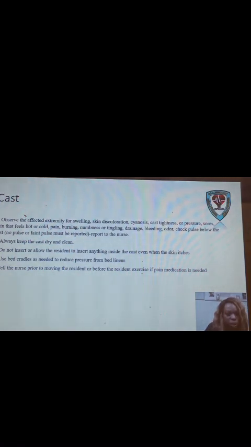You want to tell the nurse prior to moving the resident or before the resident exercises if pain medication is needed when a person.